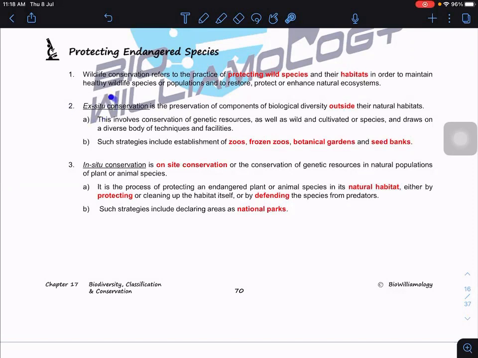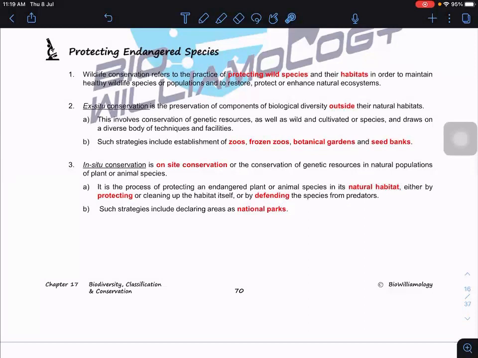One is called ex situ, another one is in situ. Ex means exit or outside. So what does ex situ mean? Ex situ means the preservation or conservation of components of biological diversity outside their natural habitat. So it means that we capture some of them and take them to a facility outside of their natural habitat. For example, we can have zoos, frozen zoos, botanical gardens, seed banks. Those are the ways we conserve a particular endangered species out of their natural habitat.